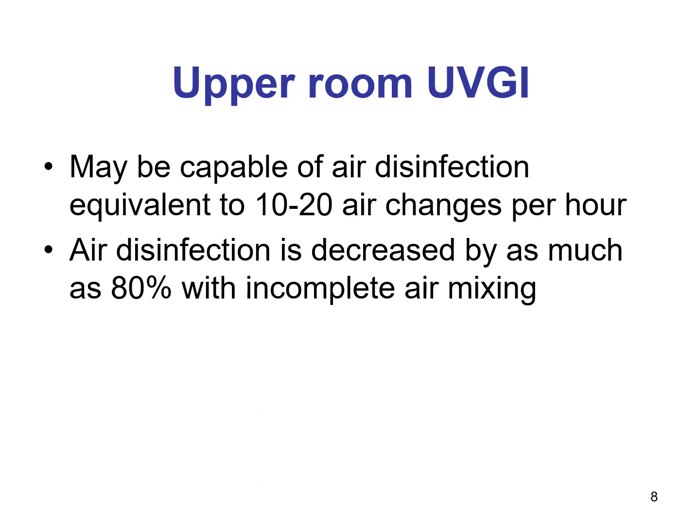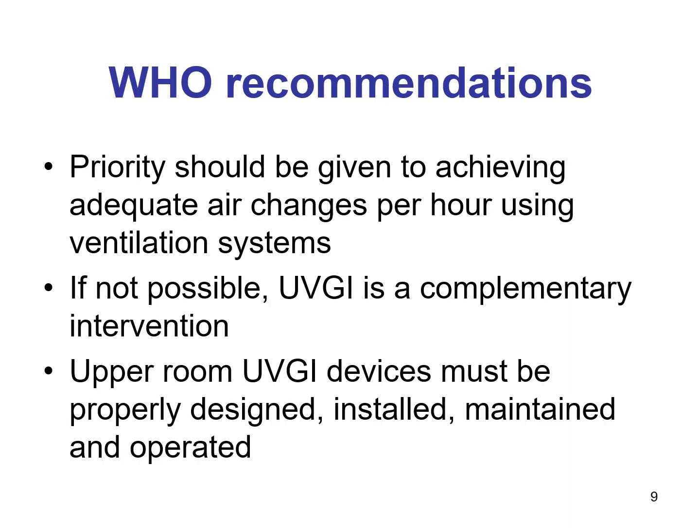Upper room UVGI may be capable of air disinfection equivalent to 10 to 20 air changes per hour. Air disinfection is decreased by as much as 80% with incomplete air mixing. WHO recommendations include that priority should be given to achieving adequate air changes per hour using ventilation systems. If not possible, UVGI is a complementary intervention.